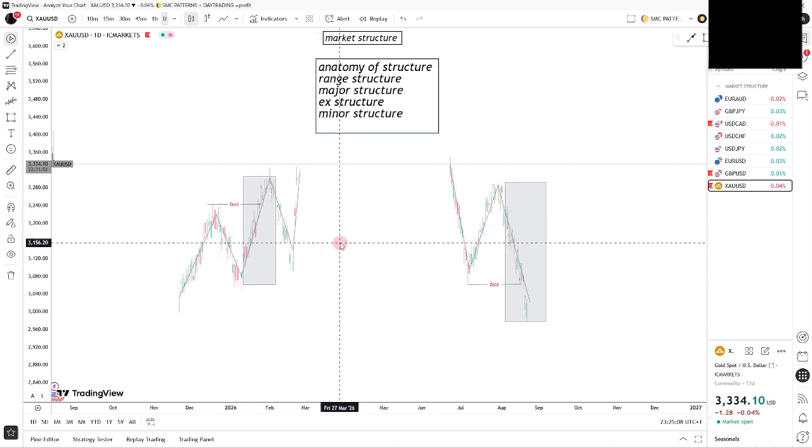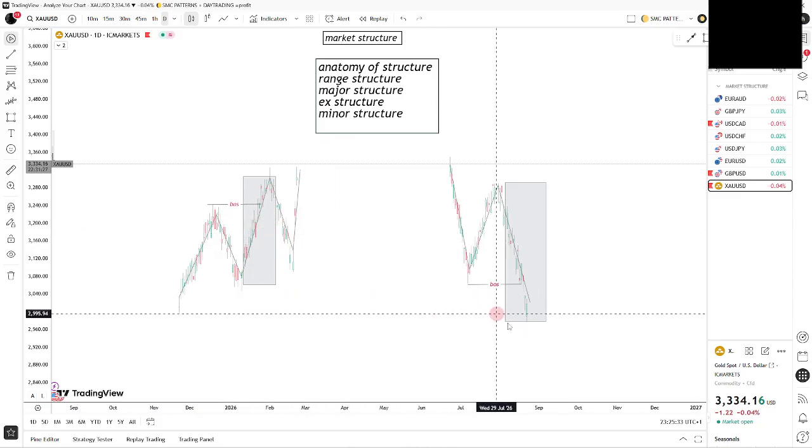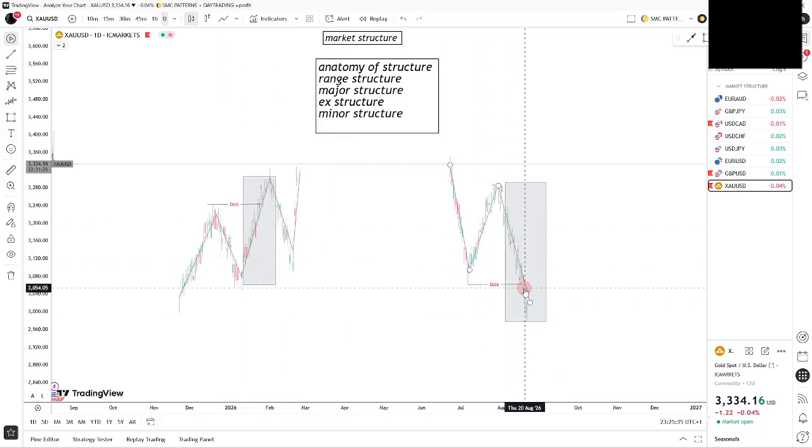Now, how will I know that this place is completely a break of structure? Whether it breaks with wick or with body, I will still map it as a break of structure. Wick or body is a break of structure.